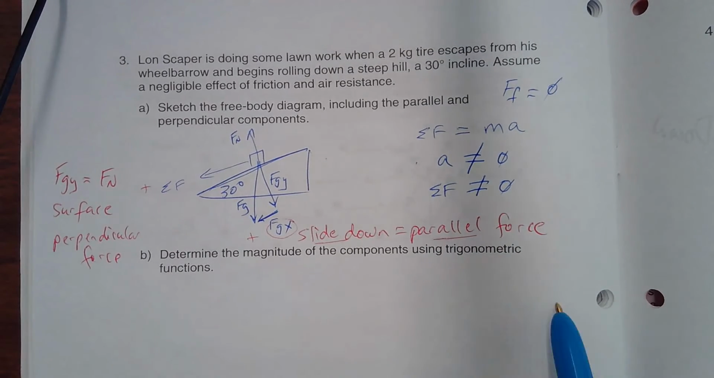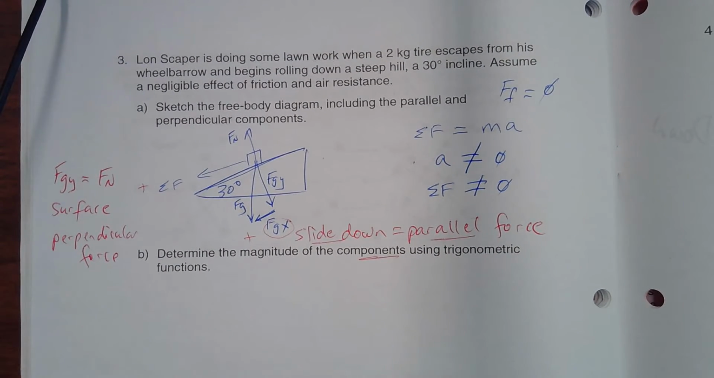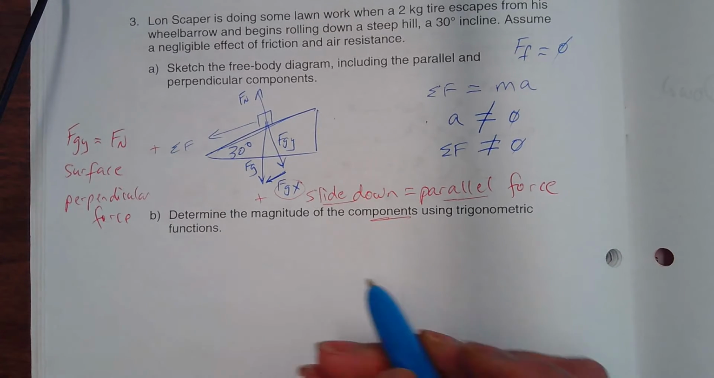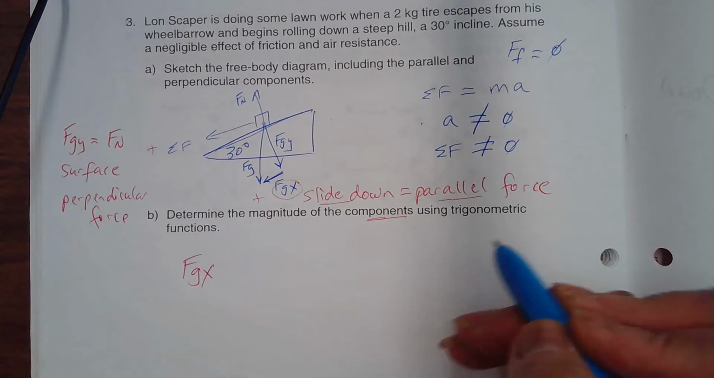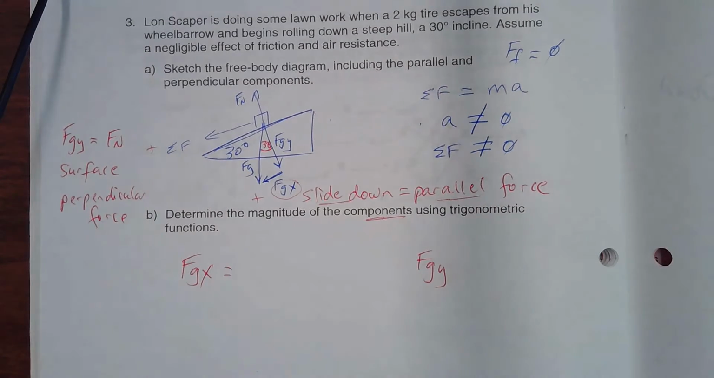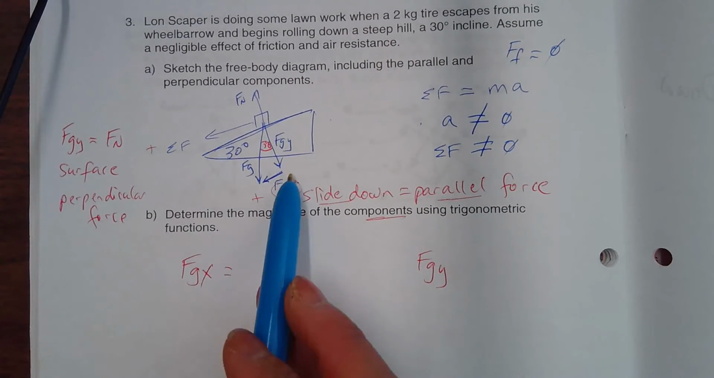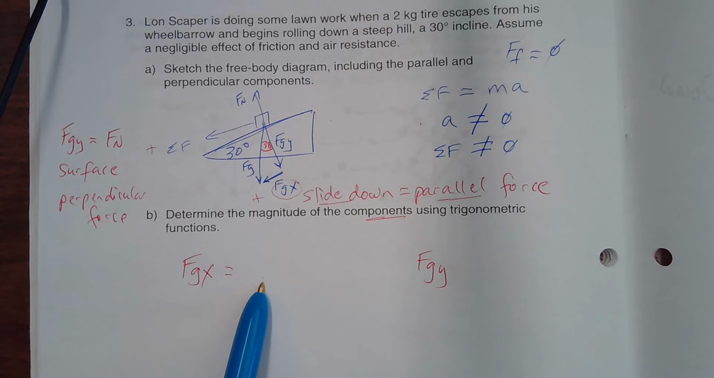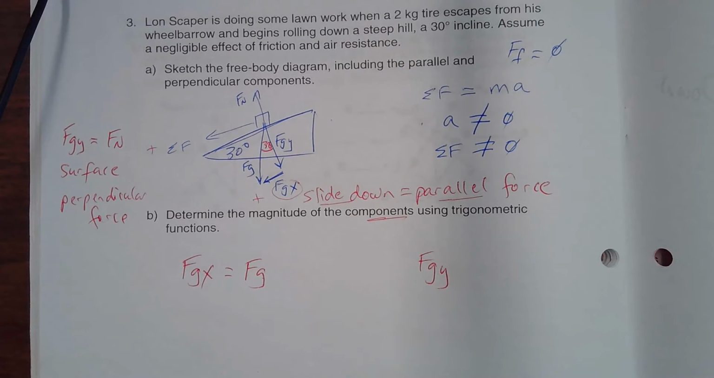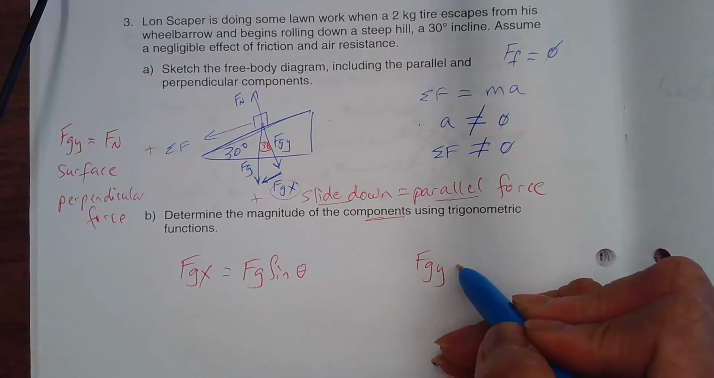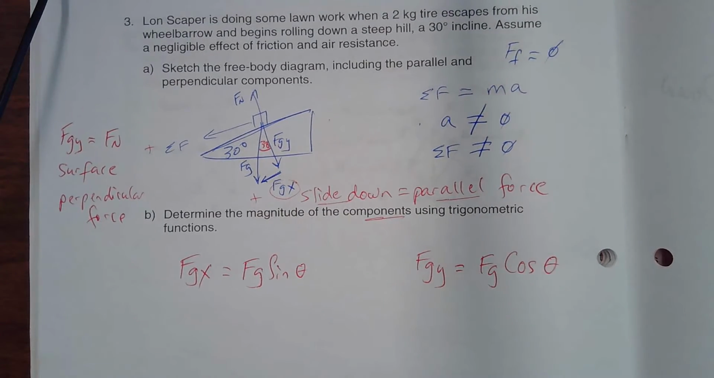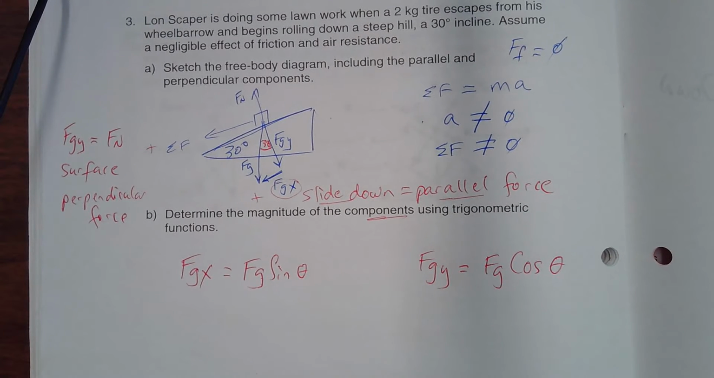Now it says determine the magnitude of the components. Just using trigonometry now. So the magnitude of the components in the FG of X and the FG of Y. So how do we figure that out? So that 30 degrees is right there. Okay? So the X is opposite over hypotenuse. So this will be FG. What's opposite and hypotenuse? Oh, sine theta. That's it. FGY would be FG adjacent over hypotenuse. Okay? All right, so that was just using trig.